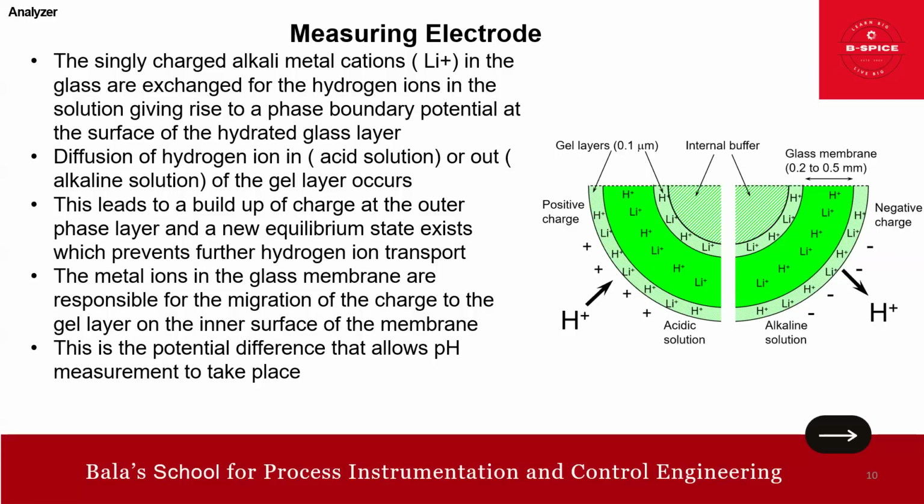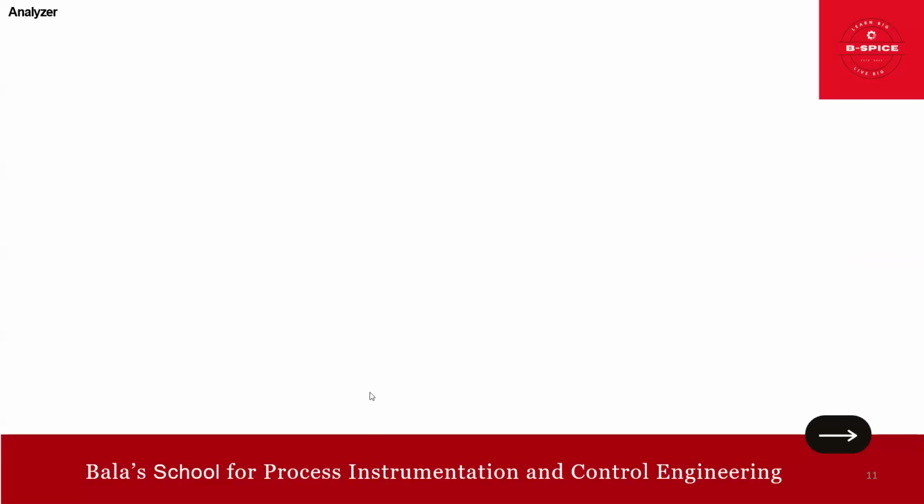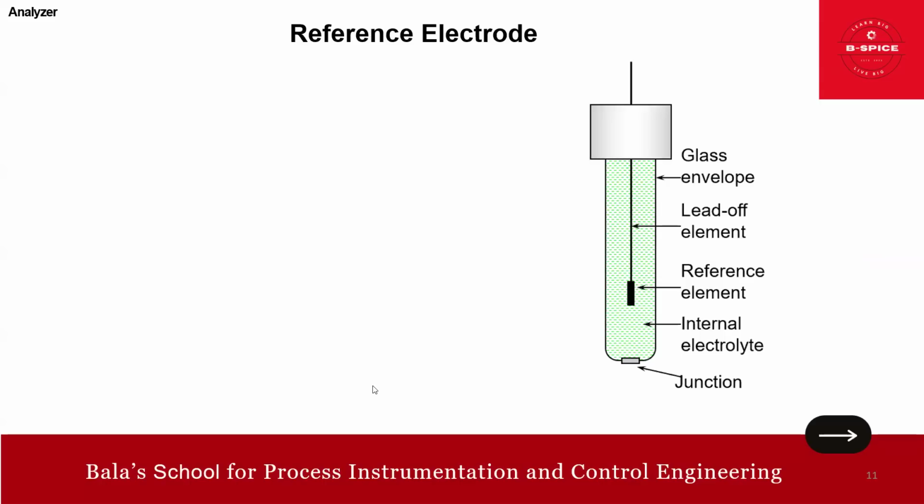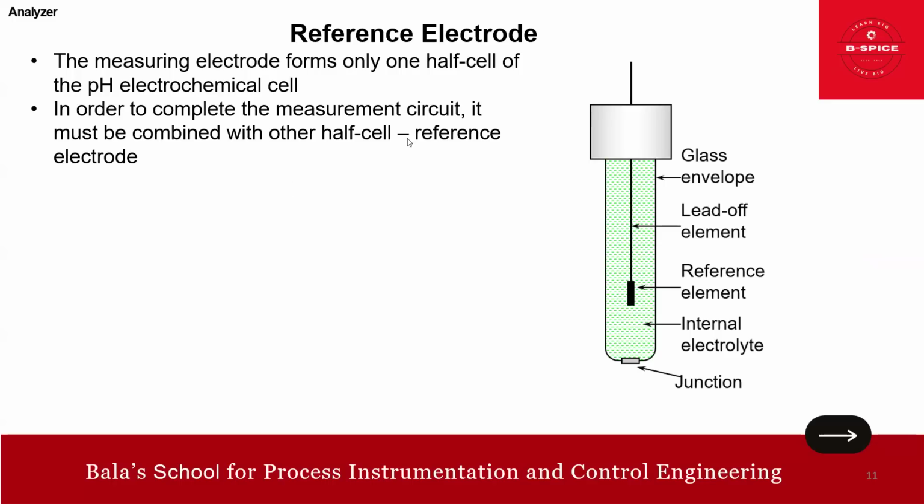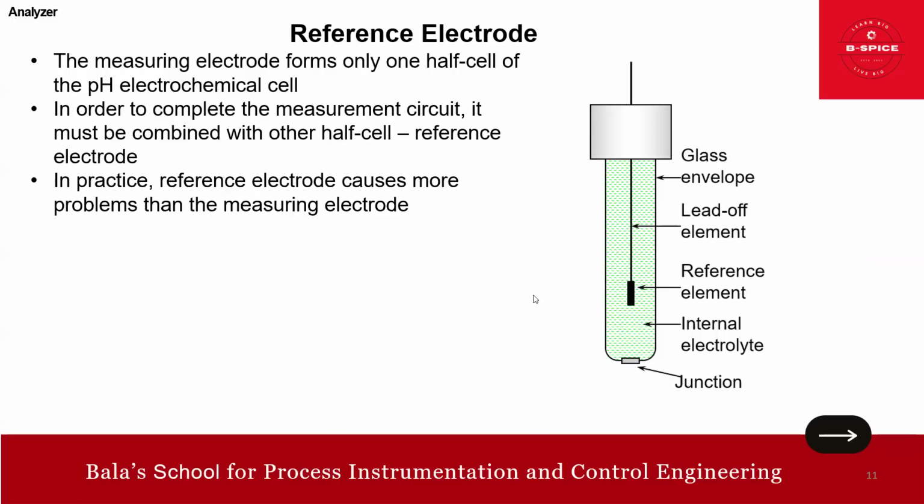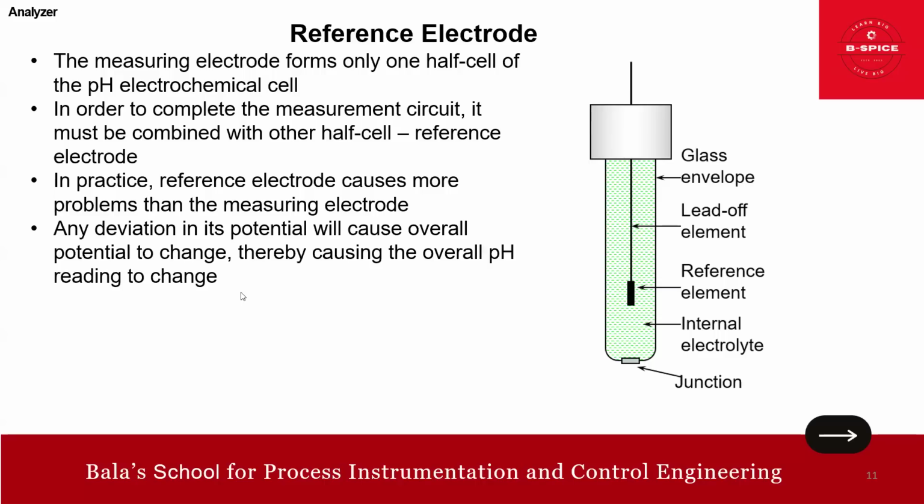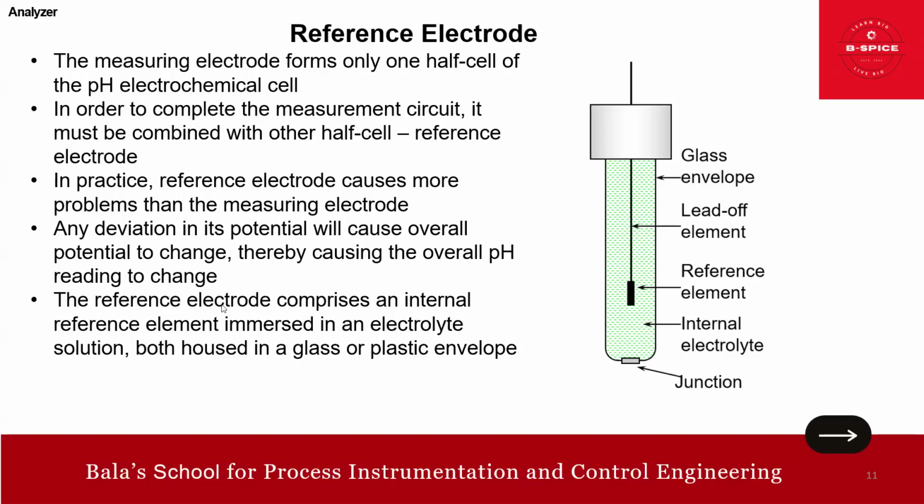Of course, from an instrumentation point of view, I think this is more or less okay. Now we talk about the reference electrode. This is the typical reference electrode. The measuring electrode forms only one half cell of the pH electrochemical cell. In order to complete the measurement circuit, it must be combined with the other half cell, the reference electrode. In practice, the reference electrode causes more problems than the measuring electrode. Any deviation in its potential will cause the overall potential to change, thereby causing the overall pH reading to change.